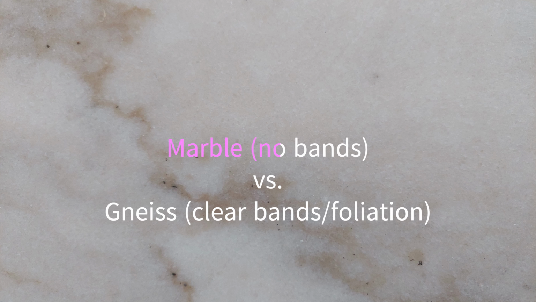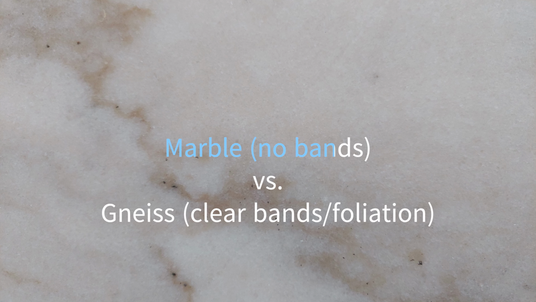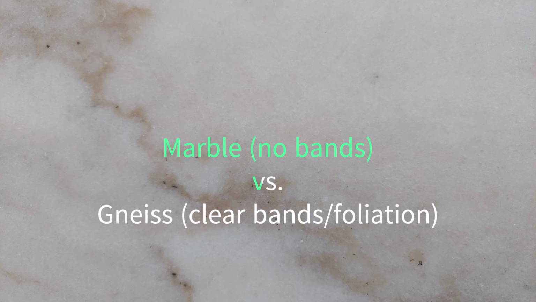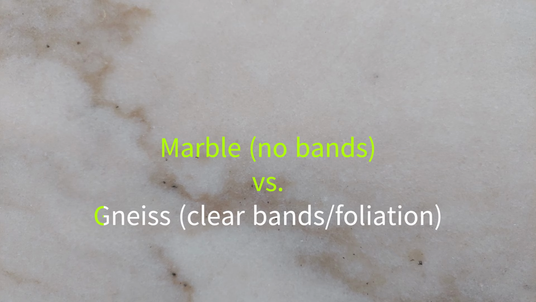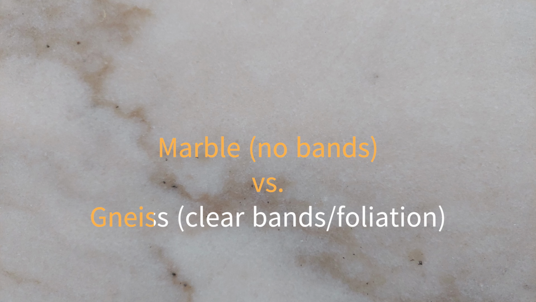Heat-dominated: limestone changes to marble mainly through heat. The original crystals just get recrystallized into a denser, interlocking structure, but there are no bands.